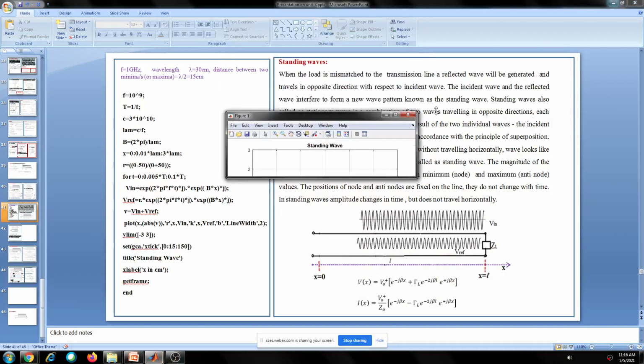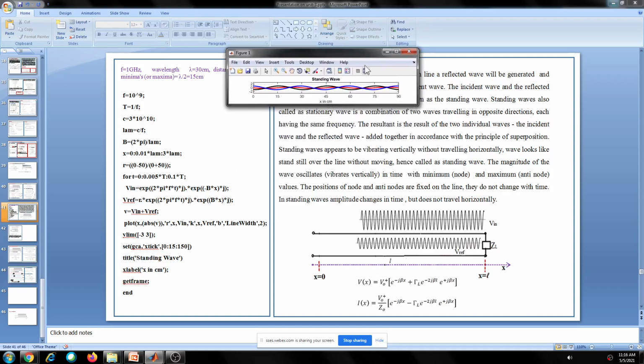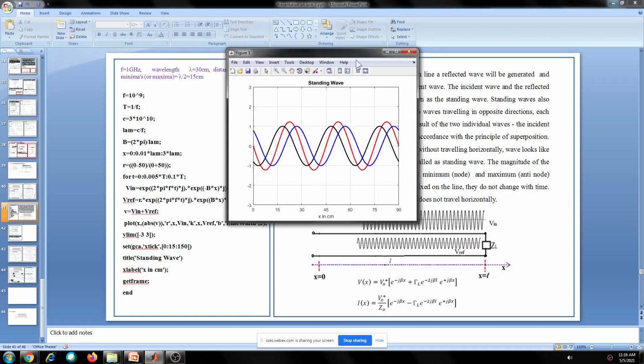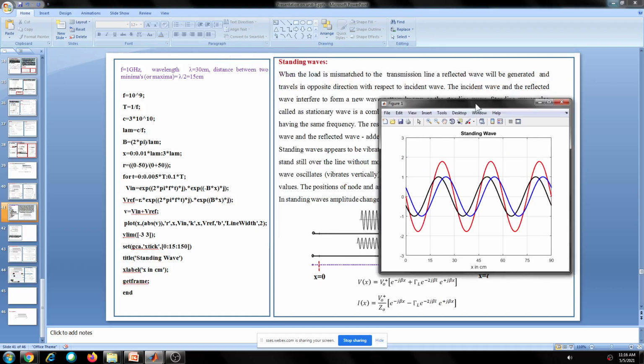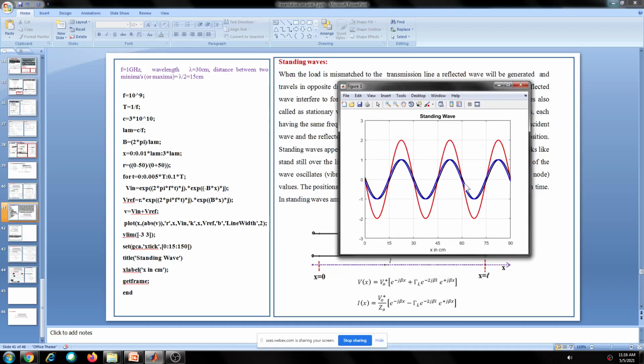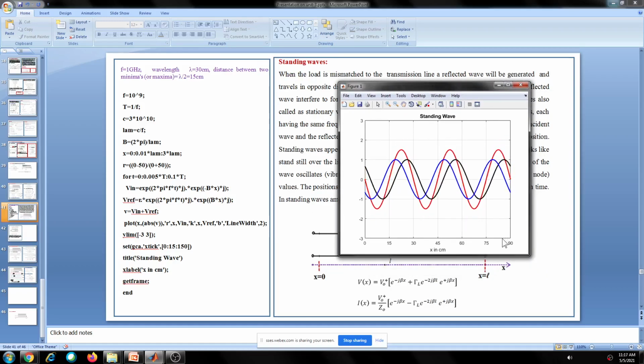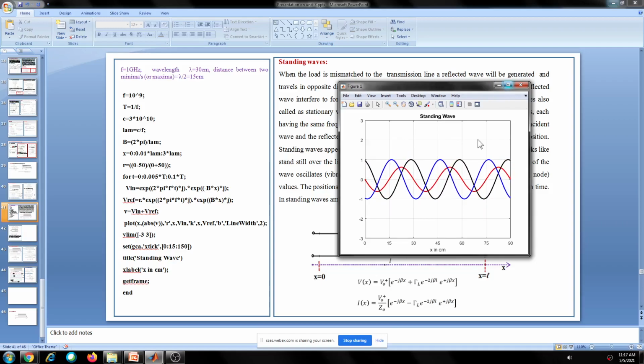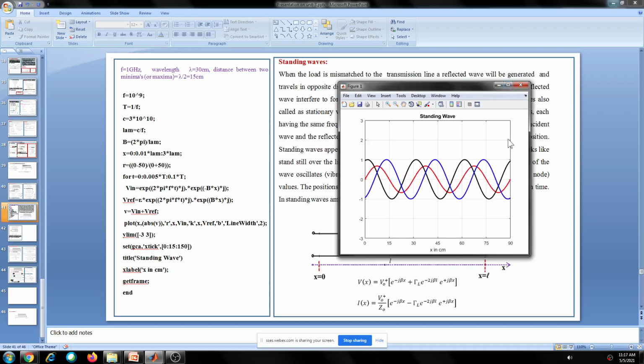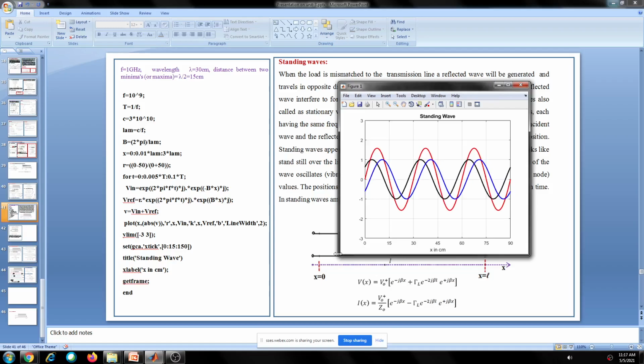Can you see this animation? Hello, hello. Yes, ma'am. Can you see the animation here? Yes, ma'am. Okay, you can see here there are two waves.